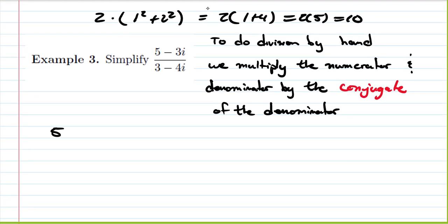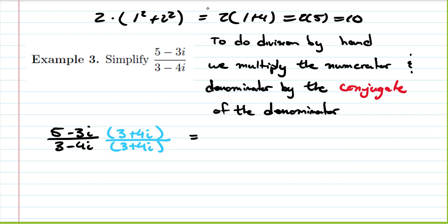So we would have 5 minus 3i all over 3 minus 4i, and we would have to multiply the top and the bottom by the conjugate of the denominator. So we change the sign on the imaginary part. So instead of 3 minus 4i, it would be 3 plus 4i over 3 plus 4i. And then we would have to multiply all of this out.